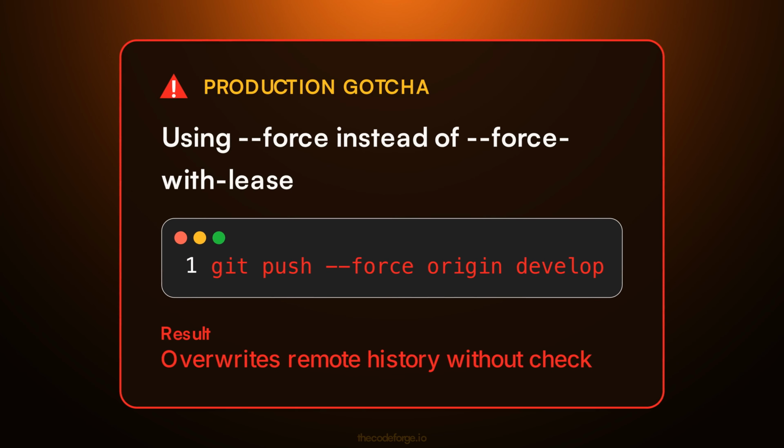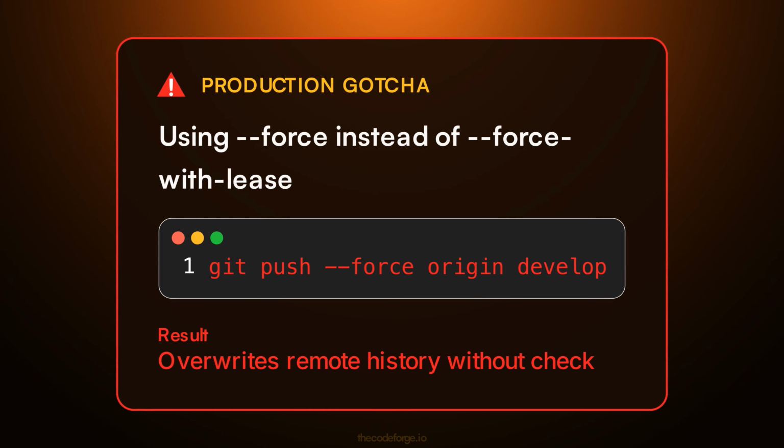Using force unconditionally overwrites the remote branch. Force-with-lease is safer because it checks that your local copy of the remote is up to date. It would have rejected the push if someone else had pushed in the meantime. But even force-with-lease doesn't prevent the divergence caused by rebasing.